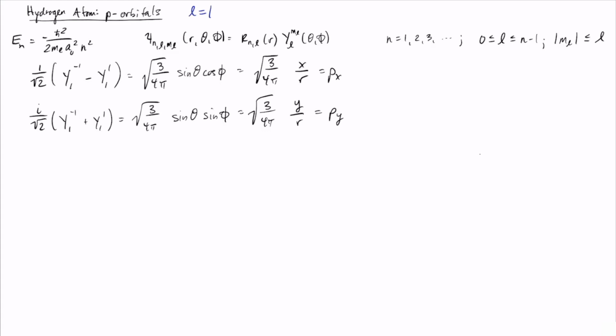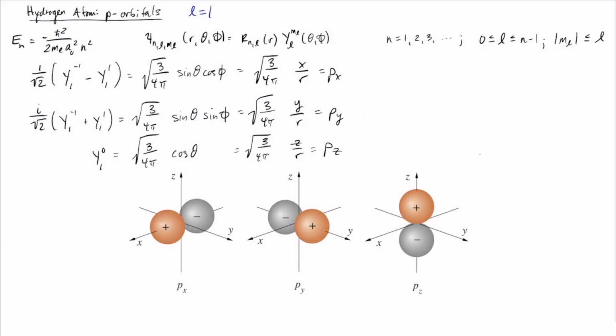And then the last one is pretty straightforward. So Y_1,0, so L equals 1, m sub L equals 0. This is straightforwardly just the square root of 3 over 4 pi times cosine theta. And for all the same reasons, we can rewrite this as z over r, and we call this the pz orbital. Okay, so now this defines 3 different angular functions.